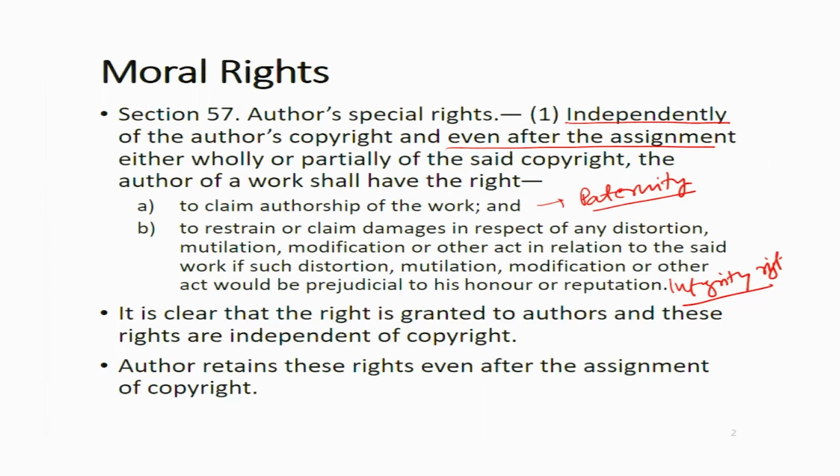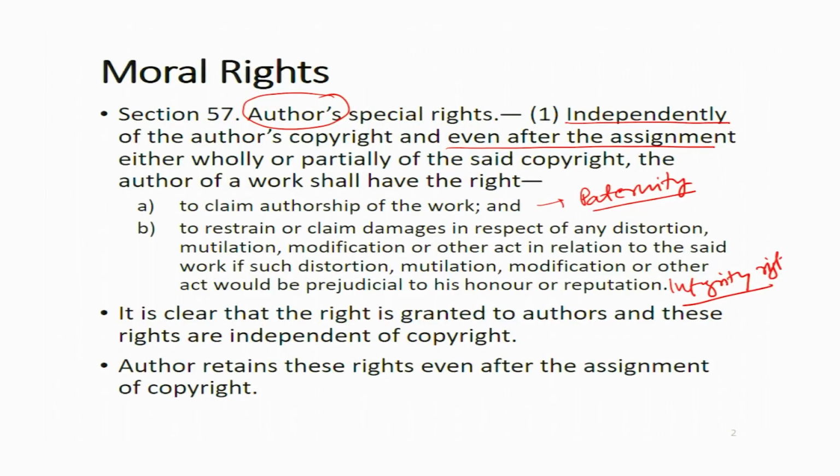An important observation is these moral rights are granted to authors. So, unlike copyright, unlike economic rights which are granted to owners, moral rights are granted to authors, point number one. Second, there is no relationship between moral rights and copyright because the provision says that moral rights are independent of author's copyright. Third, you retain moral rights even after assignment of copyright. And fourth, there are two moral rights which have been recognized. One is called moral right of paternity, the other is called moral right of integrity.